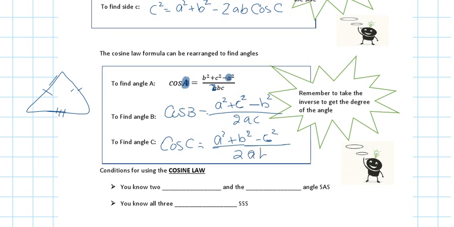Okay? In this case, because I'm looking for an angle and it's cos, don't forget that you need to do cos inverse at the end. Okay? So after you find your answer, you're going to have to do cos inverse. All right.